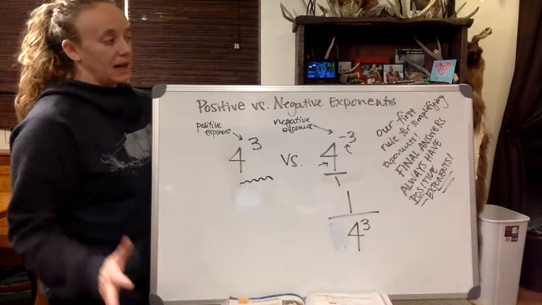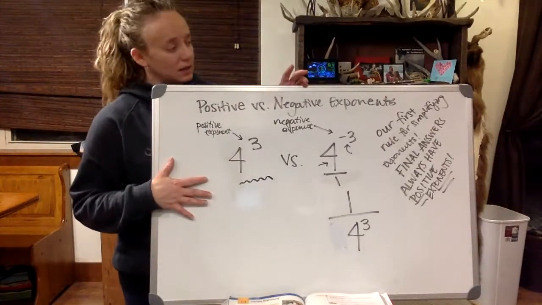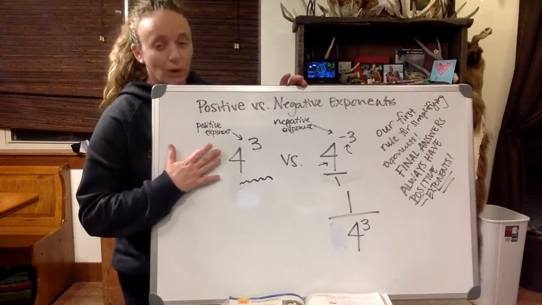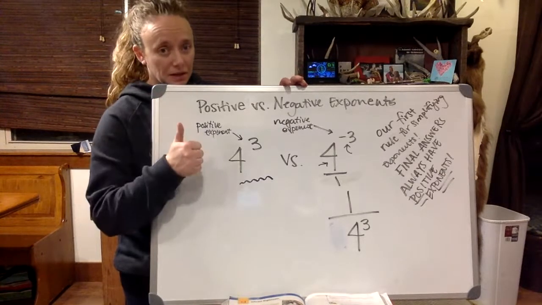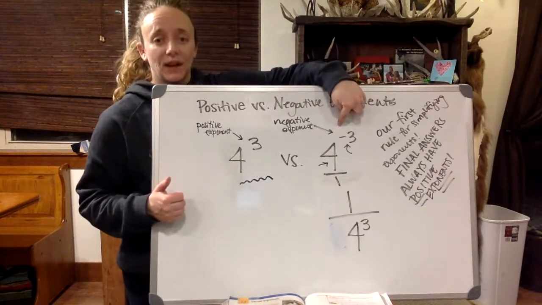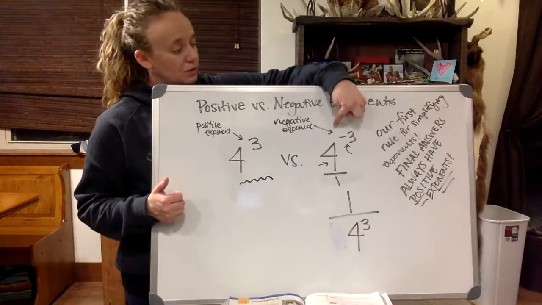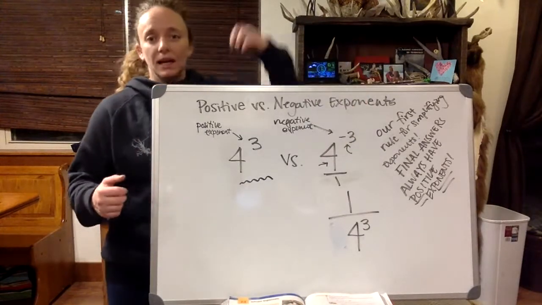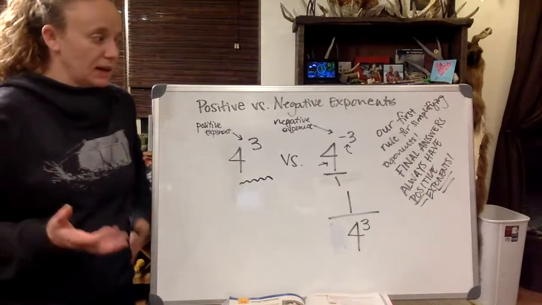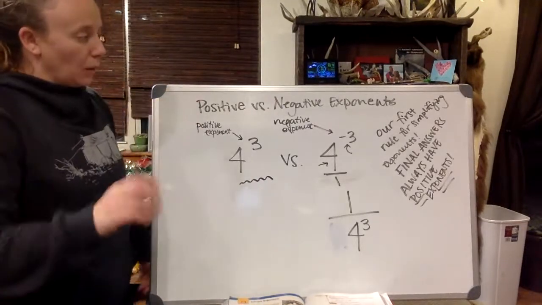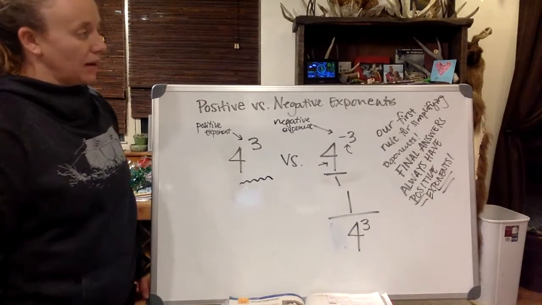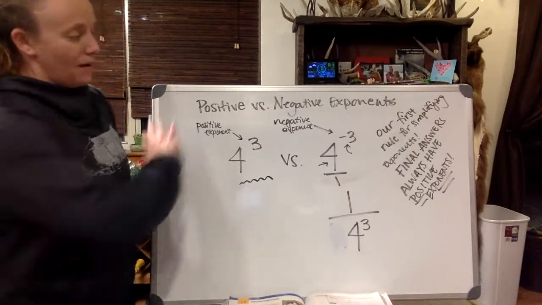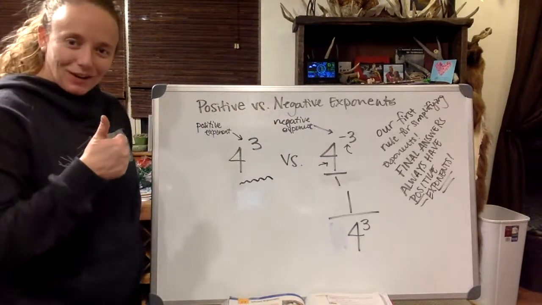Biggest idea is that simplifying positive versus negative exponents, if you have a positive exponent already, it is already simplified. If you have a negative exponent, you need to simplify it. And you do that by moving that base and that exponent into the denominator, or if it's in the denominator, into the numerator. We're going to play around with this a little bit more in the next video and really explain why. But nice little shortcut for you.